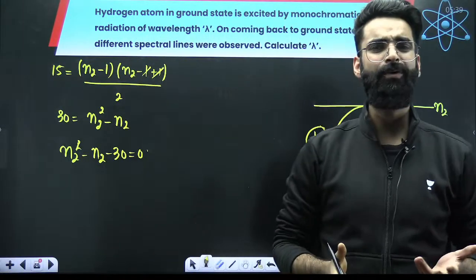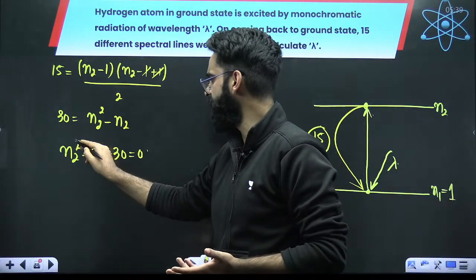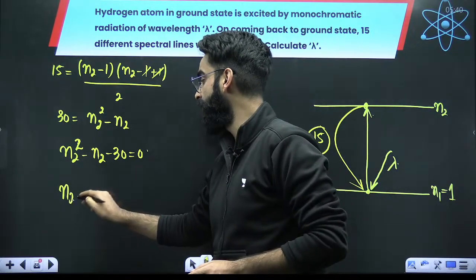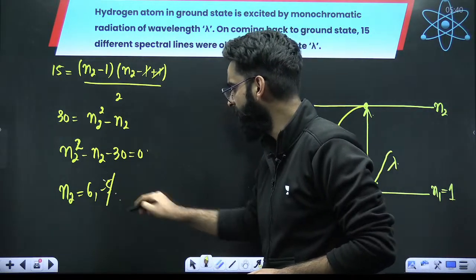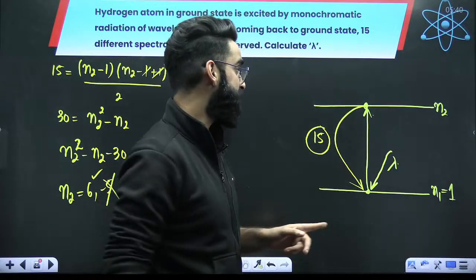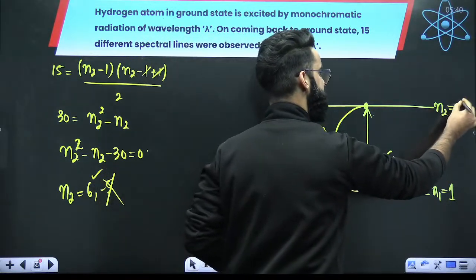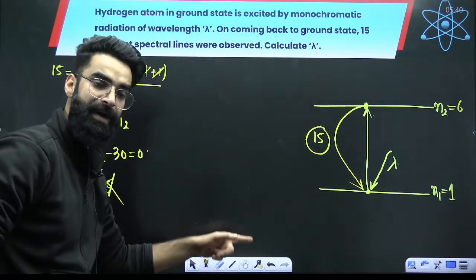I hope all of you know how to solve a quadratic equation. When you solve it, you'll get two values of N2: one is 6, the other is minus 5. Minus 5 cannot be the value. It has to be 6. That means the electron has gone from 1 to 6. And now the electron is coming back from 6 to 1.